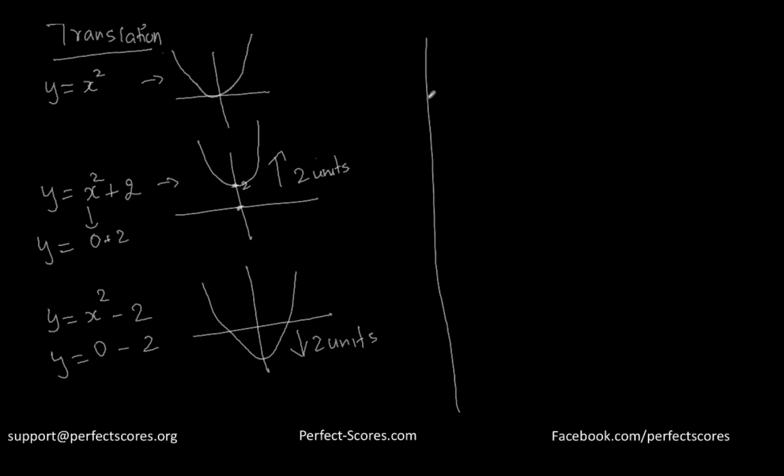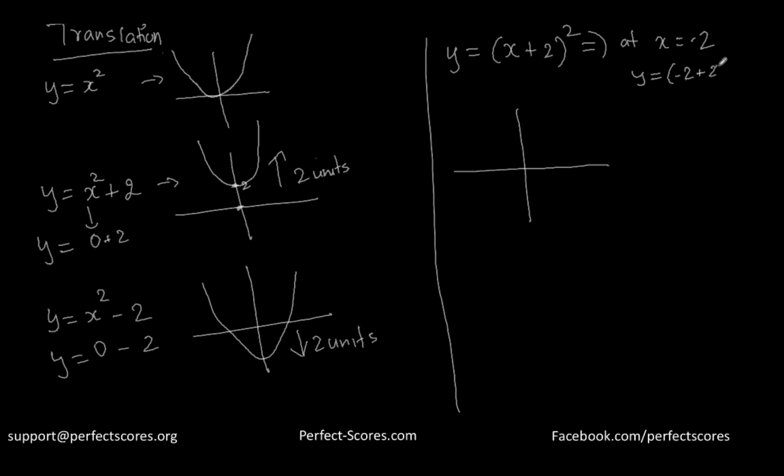Now, there are two more translations that I want to discuss right now. Let's suppose I say y is equal to (x plus 2) whole squared. Then what is going to happen? If you want to draw y is equal to (x plus 2) whole squared, just give me the value of x where y will be 0. At x is equal to minus 2, y is going to be (minus 2 plus 2) whole squared, which is 0. So at x is equal to minus 2, my curve is going to be 0. That means this is the way the curve is going to look. What has happened here? The curve shifted left by 2 units.